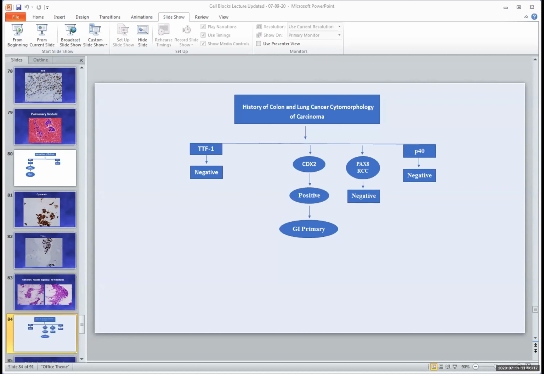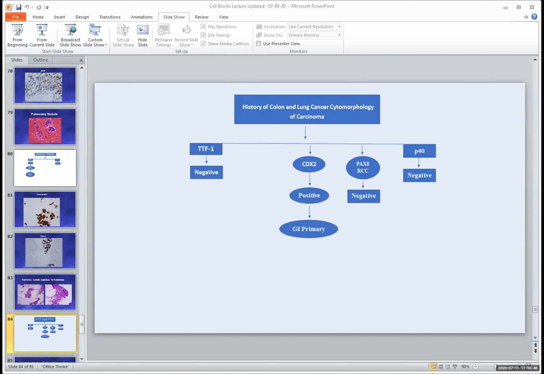So clearly from that material, we thought it was a non-small cell carcinoma. We did our normal staining pattern, TTF1, P40, but because of the potential for a metastasis, we added CDX2 and PAX8, RCC. TTF1, P40 were negative, as was PAX8 and renal cell carcinoma antigen. But CDX2 was strongly positive.